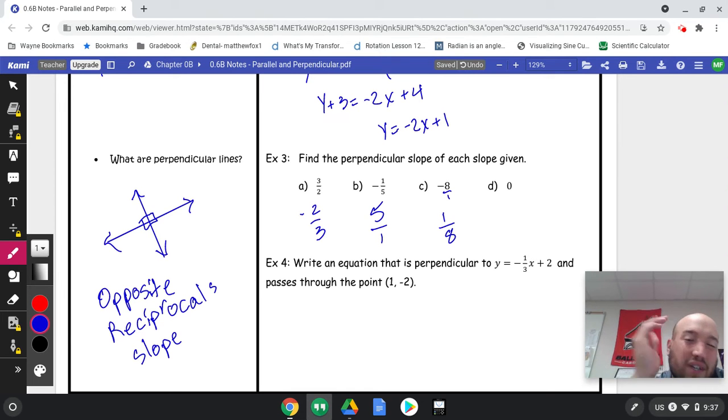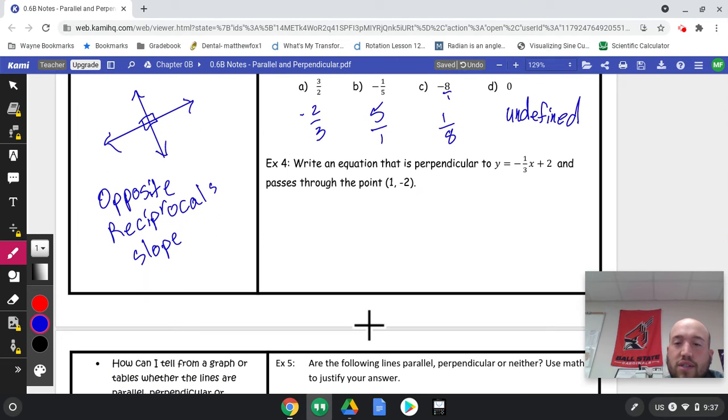Now 0 is kind of quirky. If we take the reciprocal, we can't have that. We can't have a 0 on the bottom. So this would be undefined. This only happens when you have a horizontal line and a vertical line. Okay? So on to example 4 here.